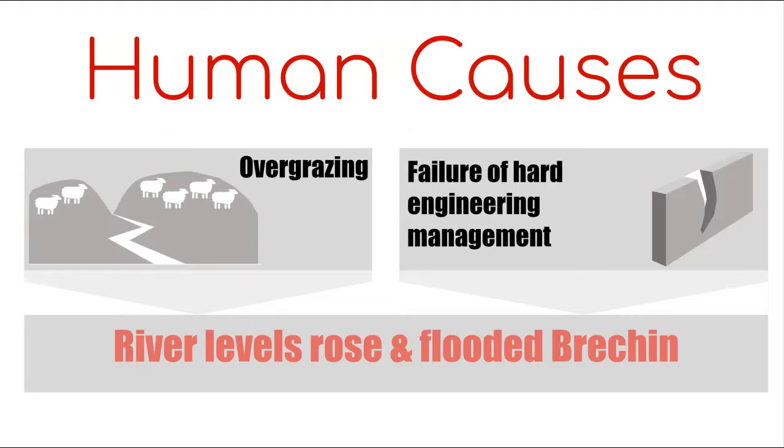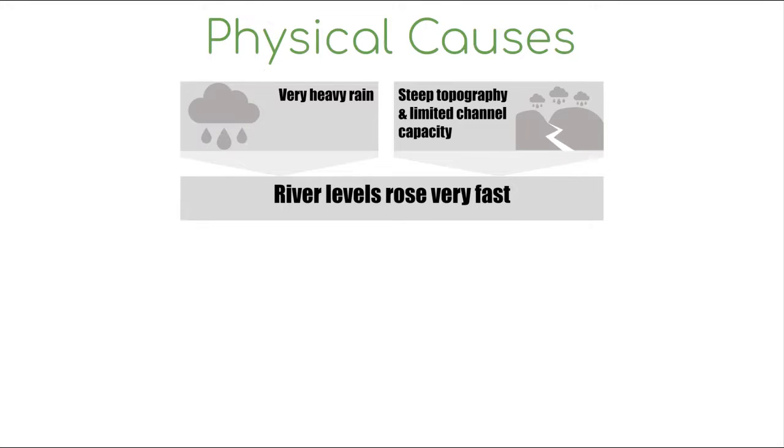So the human causes don't directly cause the flooding. The physical causes do, but they amplify it. The overgrazing, the land use reduce the slowing effect of the natural vegetation, and the reliance on hard engineering rather than soft engineering, and the lack of factoring in the effect of climate change in the management decisions meant that the river levels rose and flooded the town of Brecon.